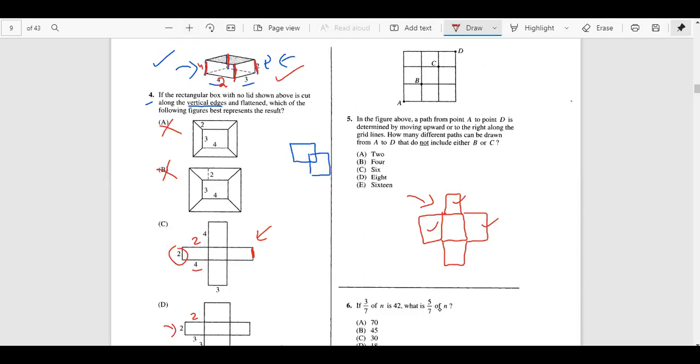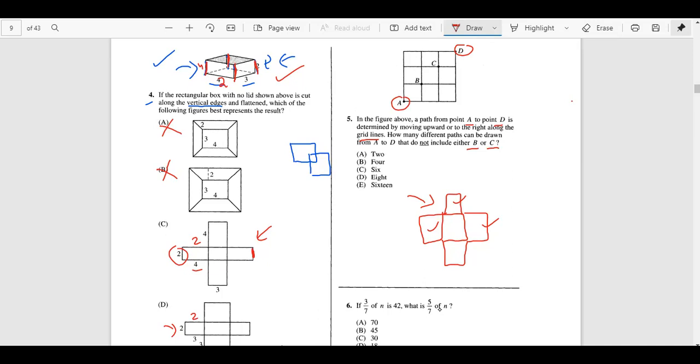In the figure above, a path from point A to D is determined by moving upward or to the right along the grid lines. Basically this is A and this is D. You need to go to D by moving this way, and so on. So far we have just understood this part of the question. How many different paths can be drawn from A to D that do not include either B or C? So we need to go from A to D without going to points B and C, right?